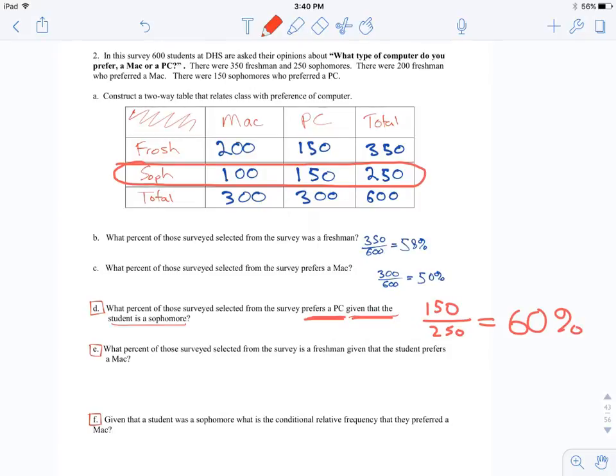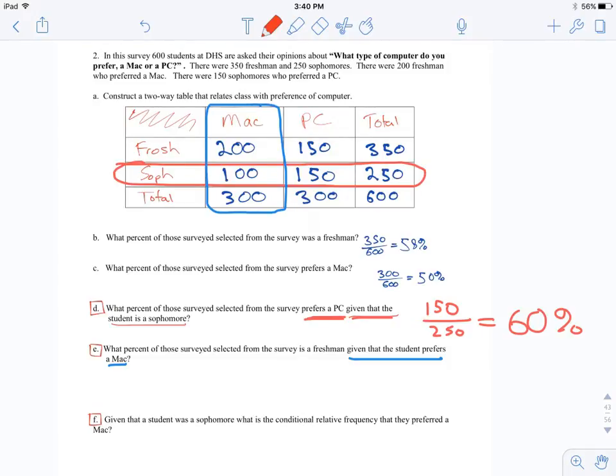Same thing with E. Again, the keyword is going to be the given part. What percent of those surveyed is a freshman, given that the student prefers a Mac? Again, we're looking at the given part. Given they prefer a Mac, that means I need to look in the Mac column of the table. So I go to that Mac column and I focus in on that.